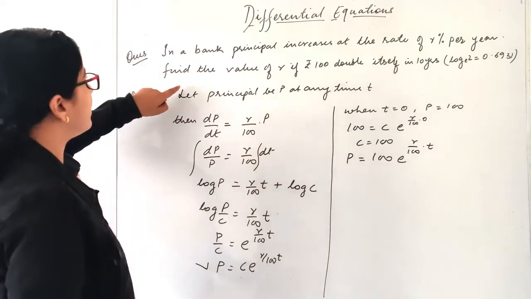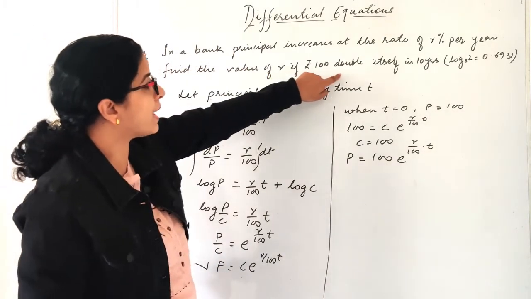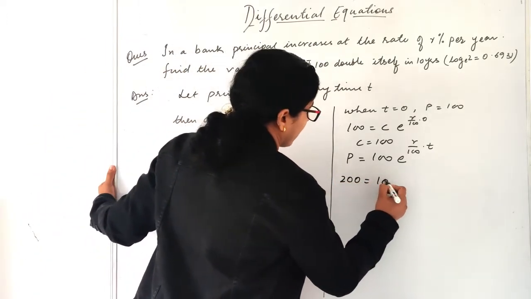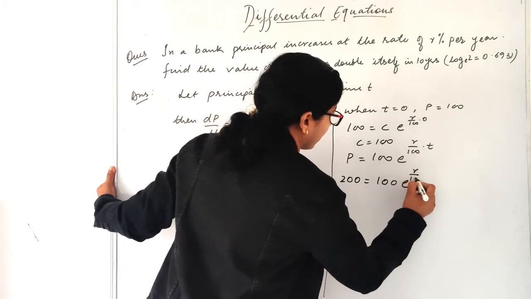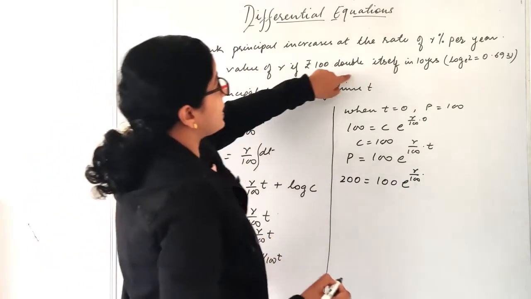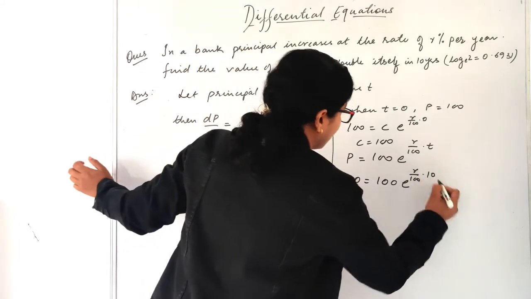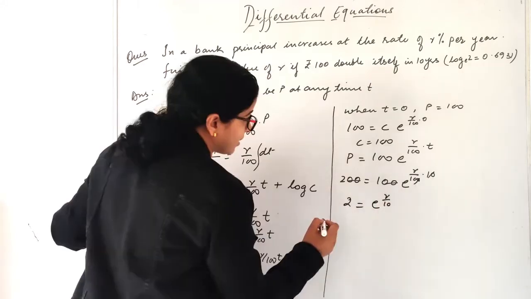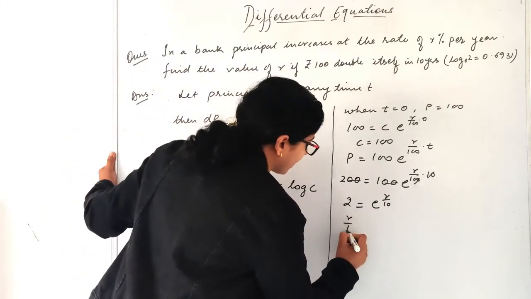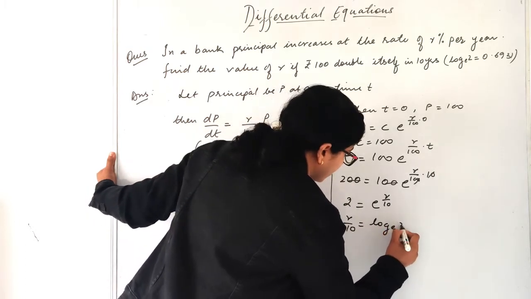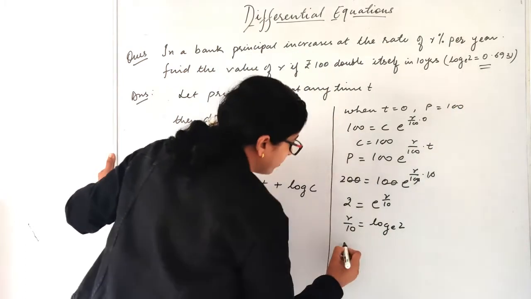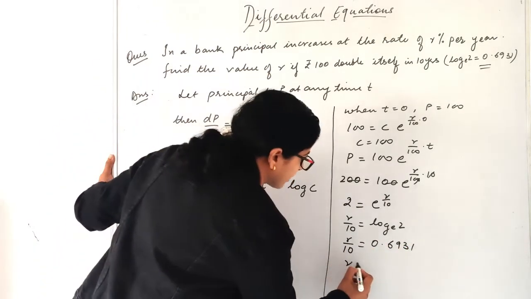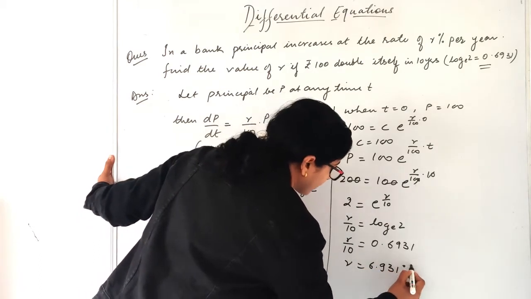Now next it is given, find the value of R if rupees 100 double itself, right? So double itself means P will become 200 here, 200 equals 100 e to the power R by 100. And what is given next? Itself in 10 years. So the value of t is given as 10. So let us solve this part. So 2 is equal to e^(R by 10). Let us take log on both the sides. So I am getting R by 10 is equal to log base e 2. Already we have been provided this value. So R by 10 is equal to 0.6931. So R is equal to 6.931%.